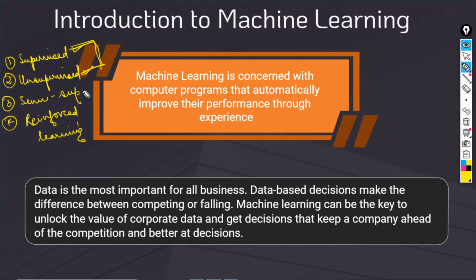Then the third one is semi-supervised. Now guys, what is semi-supervised? They are a mix of supervised and unsupervised. Here typically a very small amount of labeled data and a large amount of unlabeled data exists. And the systems that use this method are able to considerably improve the learning accuracy. Okay, so here each and every time the learning accuracy is improved. And also, we would not require a lot of data to be coming in each and every time. This semi-supervised learning works moreover on the principles of unsupervised only.